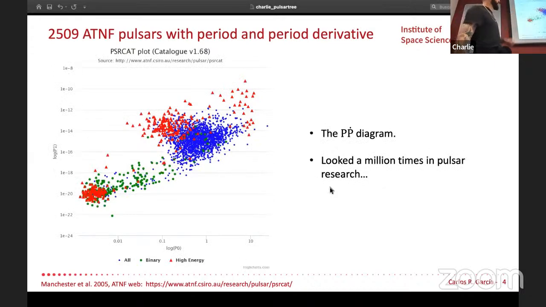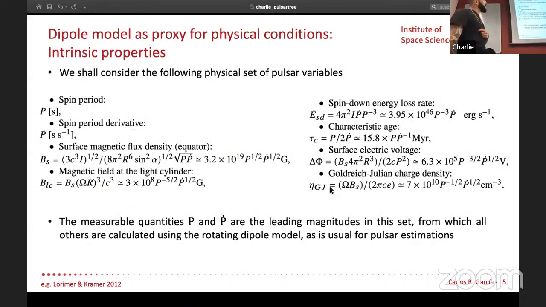So, here, this is the P-Pdot diagram. This is the classic way to visualize the pulsar population. And we know that it's really useful, but we are going to try to give another way to do the same thing.